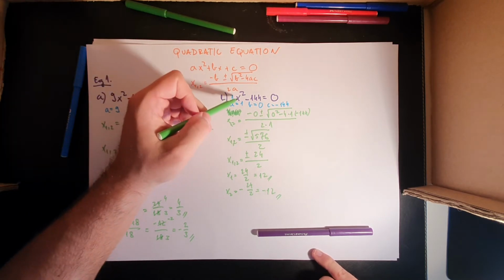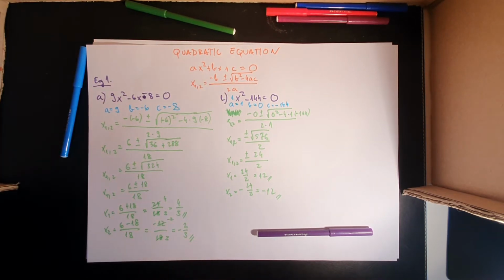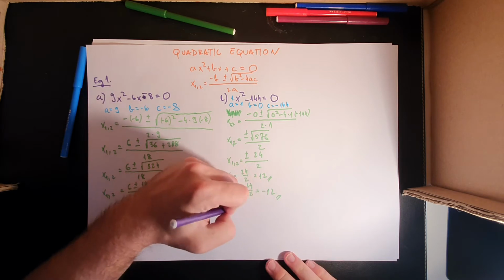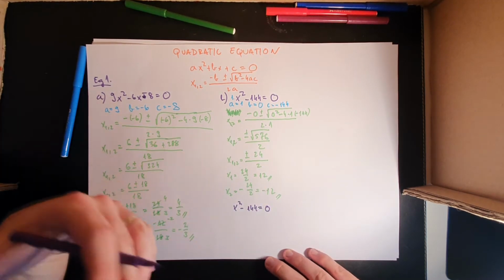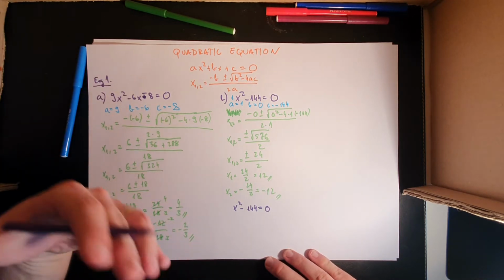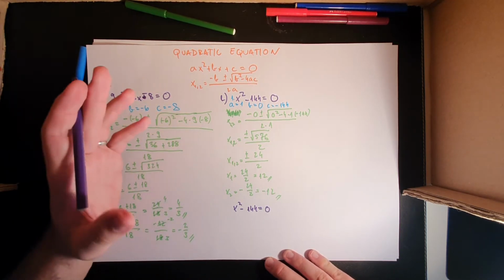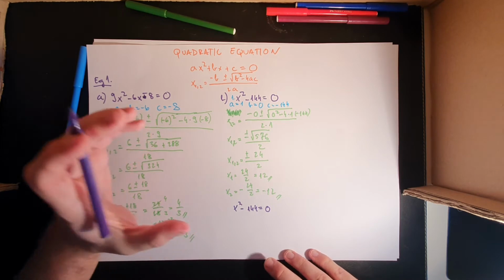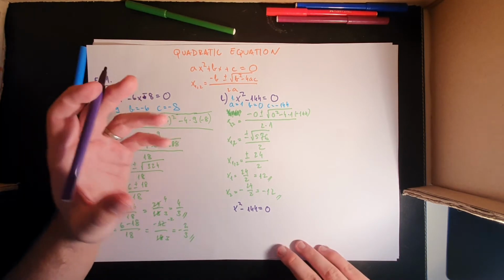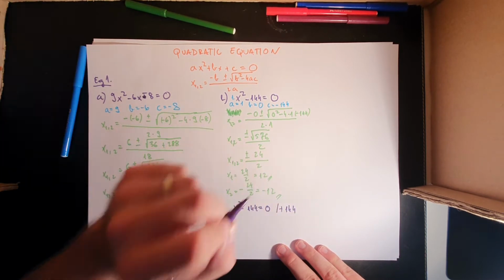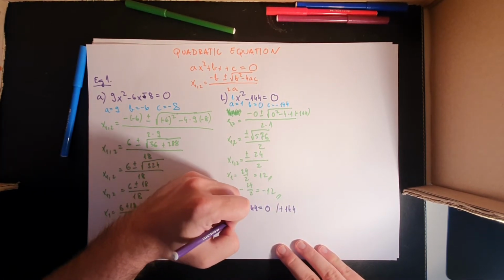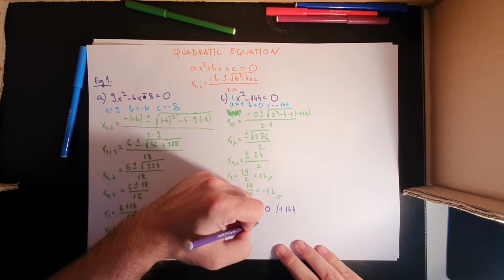Now, let me go back to the original equation: x squared minus 144 equals 0. There is another method you can use, and it's simpler, I would say. What I would do now is put knowns on one side, unknowns on the other side. How am I going to do that? I'm going to add 144 to both sides. So x squared is going to be equal to 144.